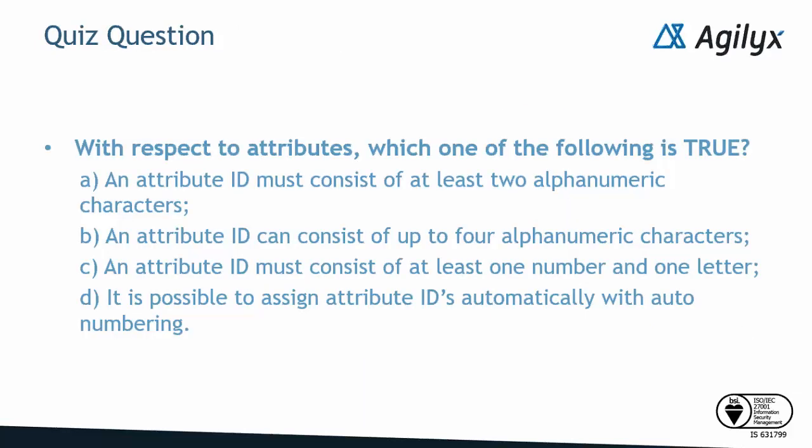Again, a question about an attribute. I think everyone knows about attributes, whether they are using much of Aggressor or not, so they should be able to get this. With respect to attributes, which one of the following is true? An attribute ID must consist of at least 2 alphanumeric characters. An attribute ID can consist of up to 4 alphanumeric characters. An attribute ID must consist of at least 1 number and 1 letter. It is possible to assign attribute IDs automatically with auto numbering. What do you guys think?